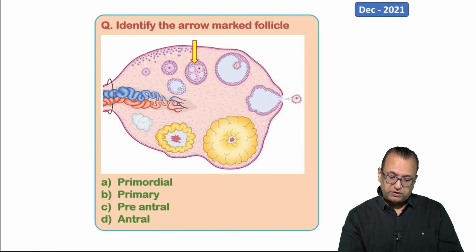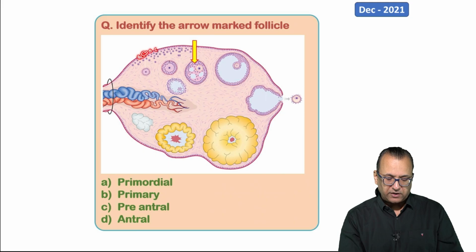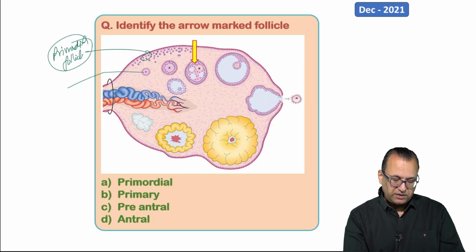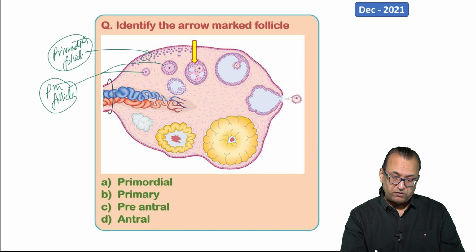Now, what about the December 21 question asking to identify the arrow-marked follicle? We know there are primordial follicles in the ovarian cortex, then there are primary follicles which are two types, single layer of granulosa cells and multilayer of granulosa cells, so you can mark them. These are primordial follicles in the periphery. Then these two are primary follicles lined by single layer and multiple layers of granulosa cells.